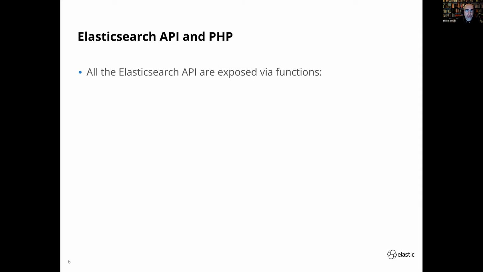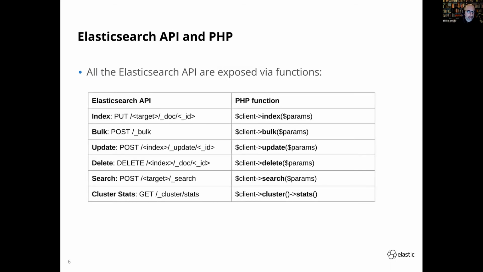So as I mentioned, all the APIs of Elasticsearch are exposed through PHP functions. Just to give you an idea, this is a table. The first column is the list of some of the Elasticsearch APIs, like for instance, index is a PUT with this URL, translated into the Elasticsearch PHP client using this approach. So you have an object that is the instance of the client, $client, and index is the function name that maps the index feature of the API. And you pass $params, which is an associative array that contains all the parameters in order, for instance, to index a document. So the ID of the document, the name of the index, and of course the body, the content of the document that you want to index.